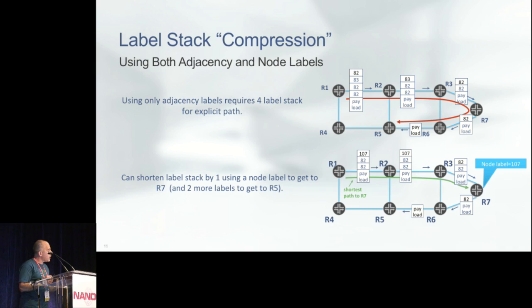Last thing I want to mention is Spring has the notion of a label stack compression, and that's basically the combined use of adjacency labels and node labels in order to achieve reduction in the overall size of the label stack. Again, we established that that was a good thing. The top example shows you simply using adjacency labels, and you're going to need 4 labels in that stack. And then if you combine it with a node label in the bottom example, you can reduce the label stack size by at least 1 label.